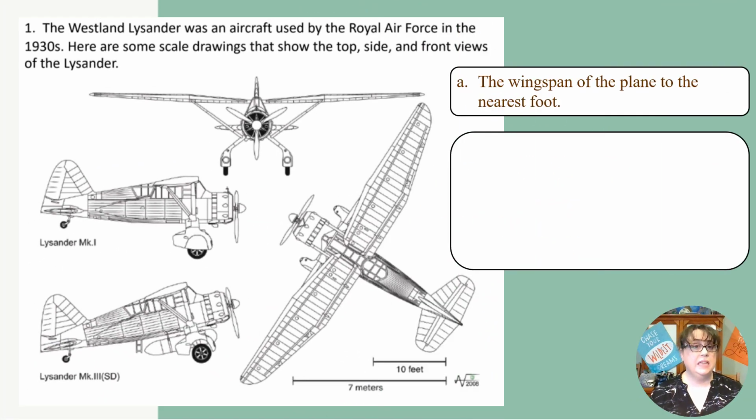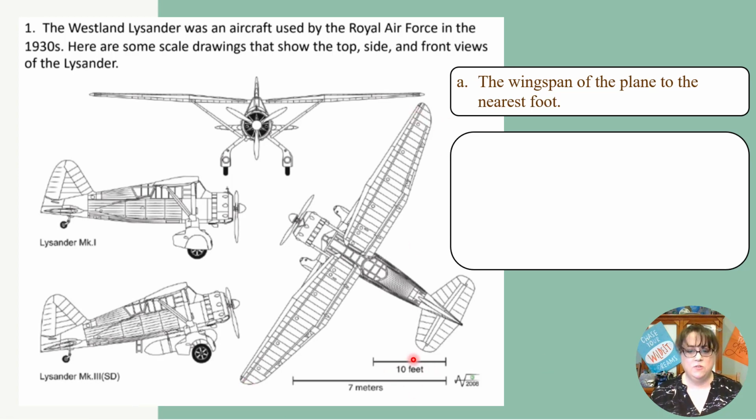The Westland Lysander was an aircraft used by the Royal Air Force in the 1930s. Here are some scale drawings that show the top, side, and front views of the Lysander. Let's find the wingspan of the plane to the nearest foot. So when we're looking at the wingspan, what we are looking at is how far it is from this tip all the way to this tip.